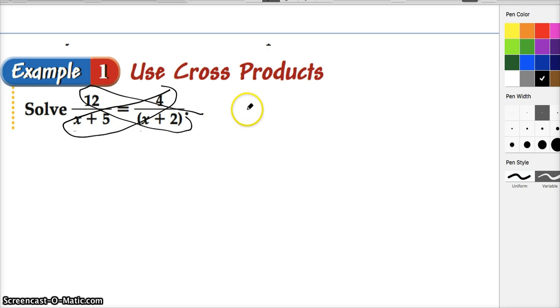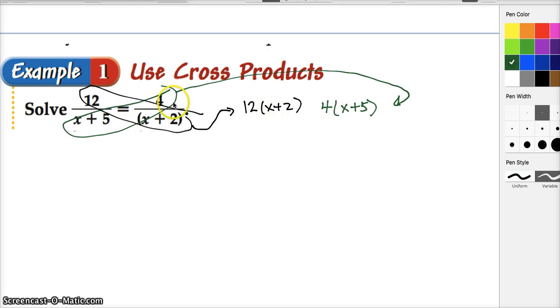I'm going to multiply these together and we get this. And when I multiply these two together, we get that. And so now we have a problem that's really up our wheelhouse. We're comfortable with this. We distribute through. We get 12x plus 24 is equal to 4x plus 20. And now we're going to choose one side for our variables and the other side for our constants.